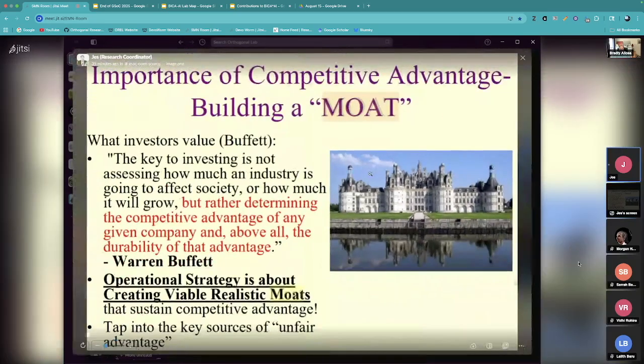So, yes, I won't go too long into this, but basically, operating strategies are about creating viable, realistic moats. How is what you're doing from an operational level, or building it out, related to your moat, or the means by which you're sustaining a competitive advantage?